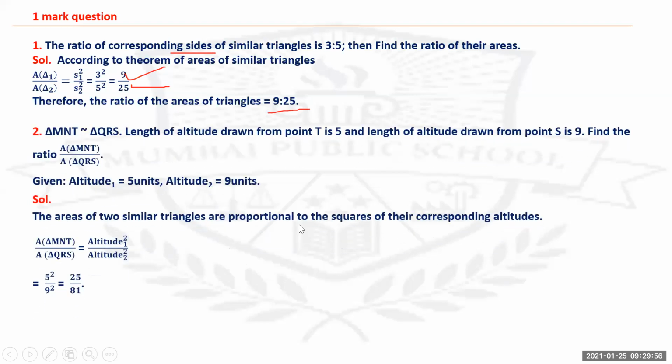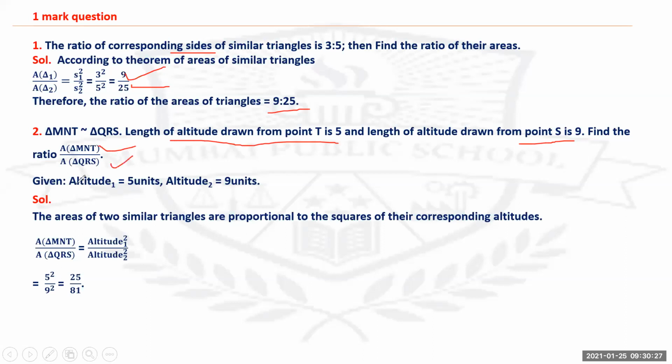Now next is what? Check. It is regarding the altitude. Triangle MNT is similar to triangle QRS. The length of the altitude drawn from point T is 5, and the length of the altitude drawn from point S is 9. Find the ratio of the areas of triangle MNT and triangle QRS.